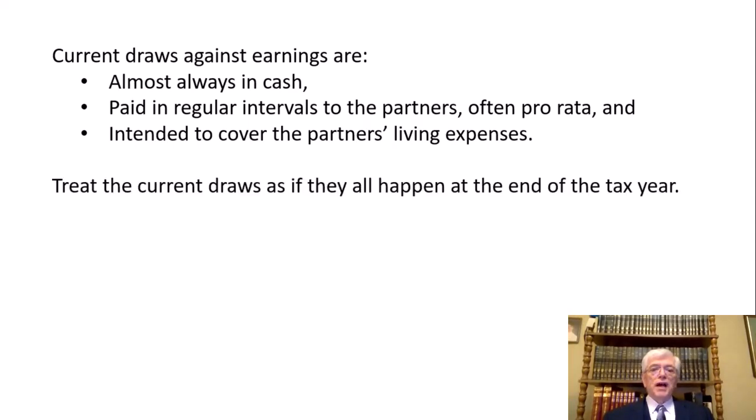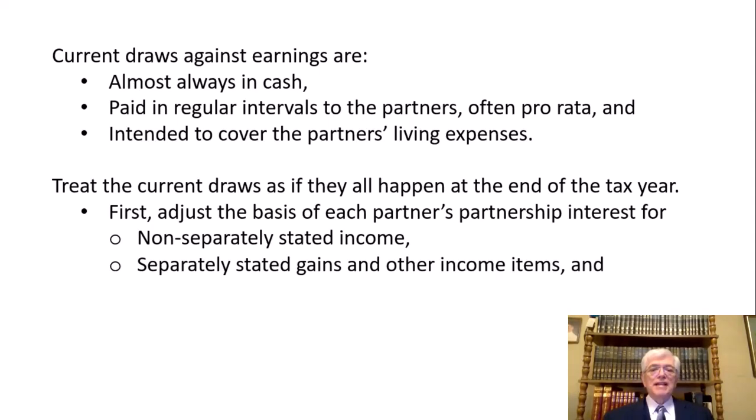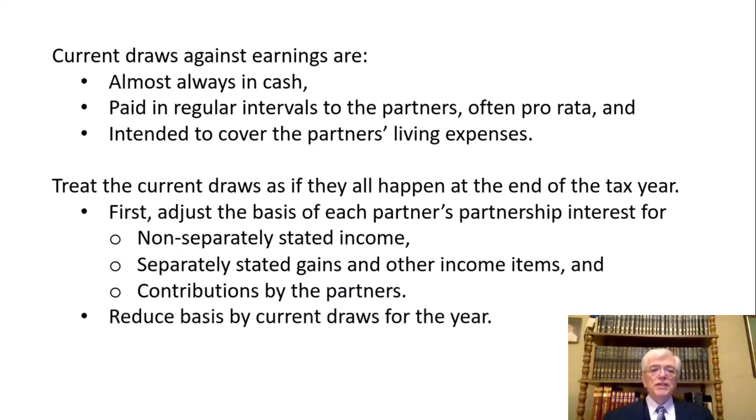We're going to treat current draws as if they all happen at the end of the tax year. First, adjust the basis of each partner's partnership interest for non-separately stated income, separately stated gains, and other income items, and contributions by the partners. Notice all three of those things increase basis. So we're going to adjust the basis for the increases first. Then reduce basis by the current draws for the year.